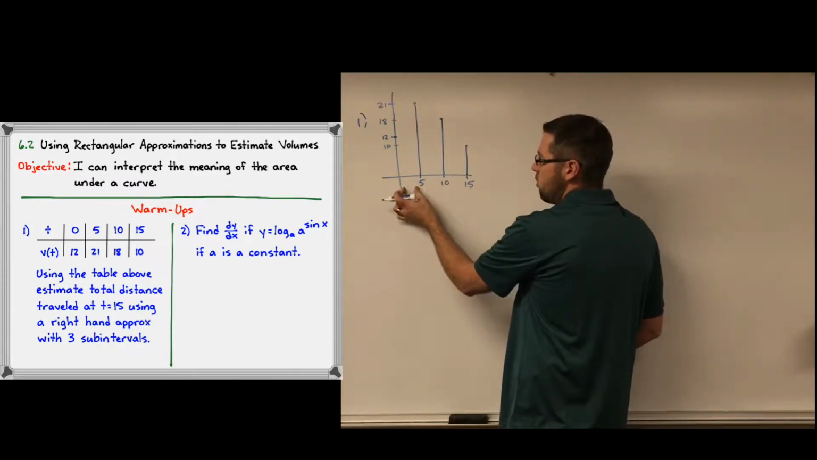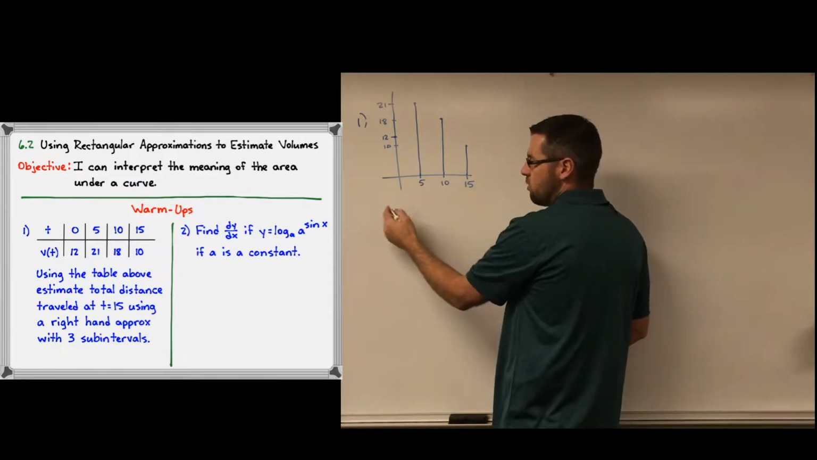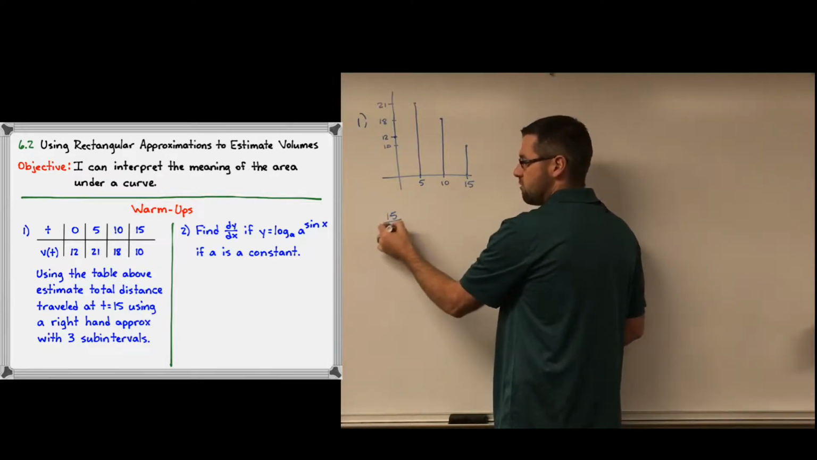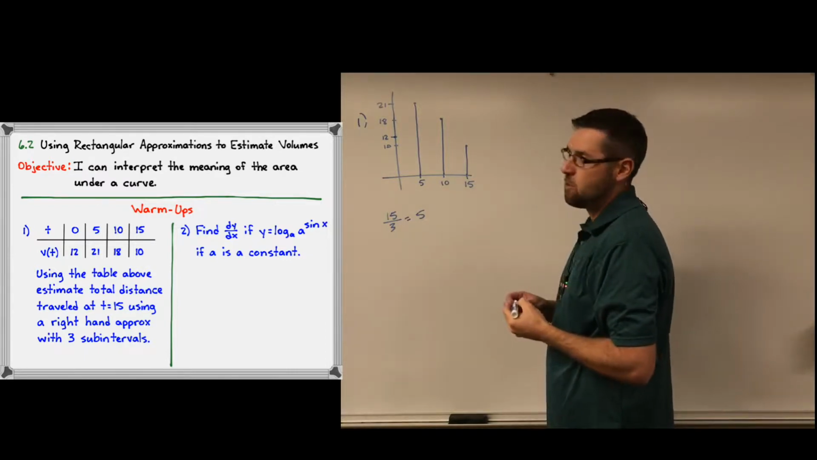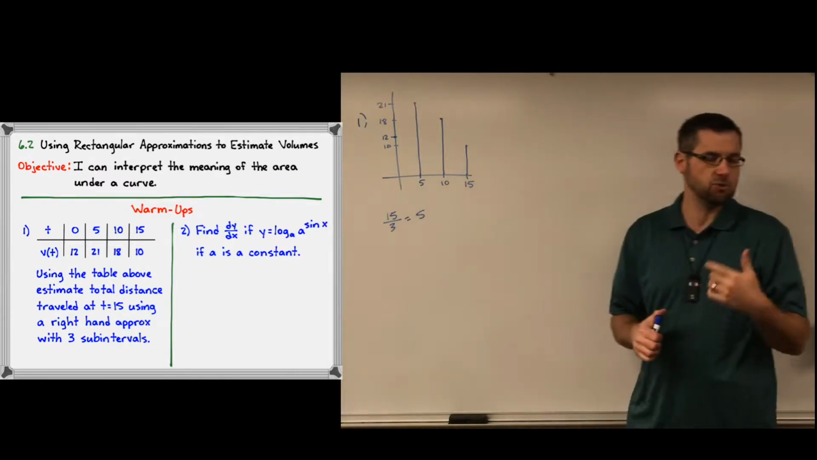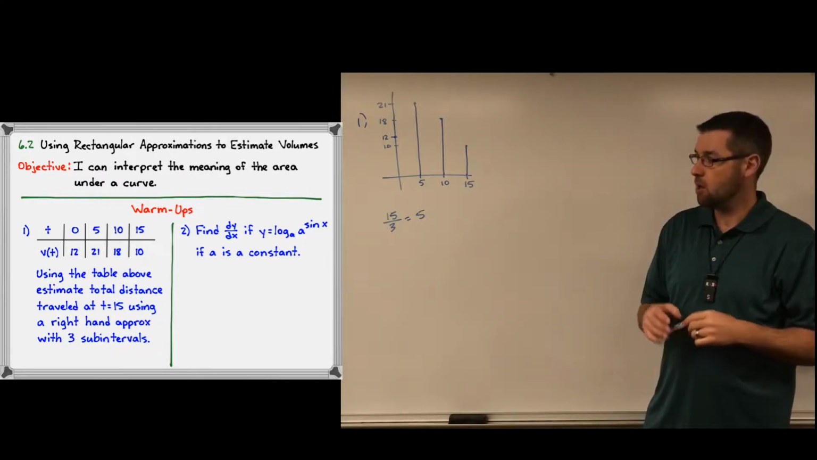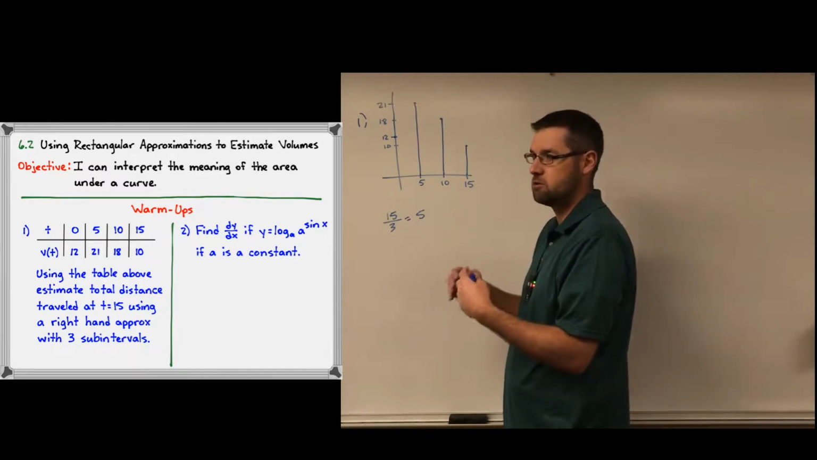Okay? We know that the width of each rectangle is 5. And the way we express that work is we would say the total interval divided by 3 subintervals, which is 5 each, right? Now, the next question is, what is the height of each rectangle? What type of approximation are we doing? A right hand. So you have to go through it step by step. Don't try and overassume or overthink.